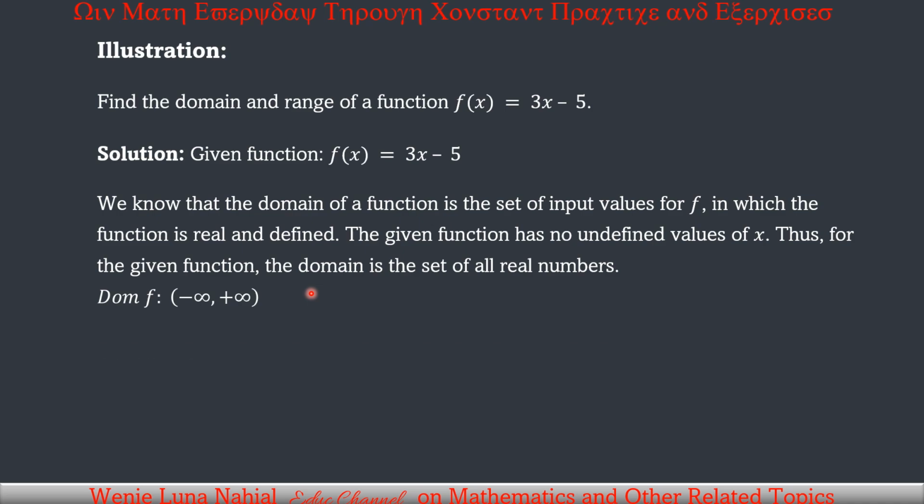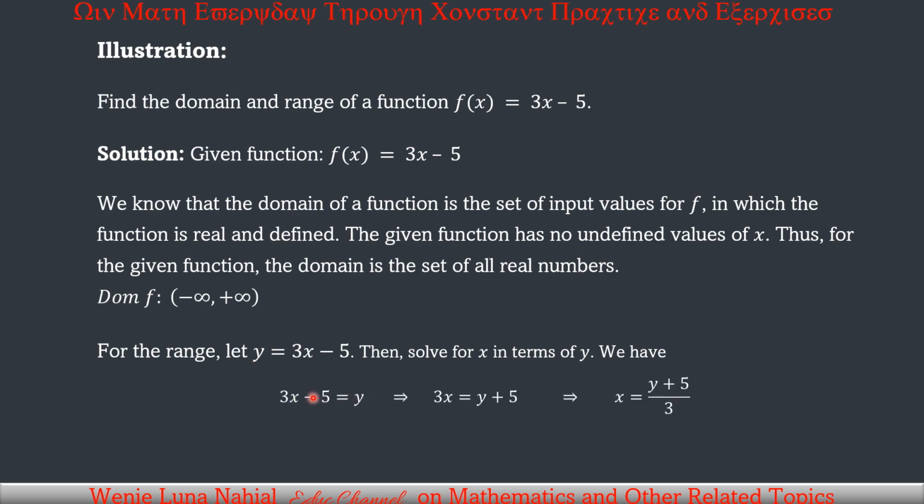Now for the range, all we have to do is we let y equals 3x minus 5. It seems that we are replacing f of x by y. Then solve for x in terms of y. So we have 3x minus 5 because our goal is to solve for x in terms of y. So we have to place the terms at the left of the equation. So we can do the process. So we have this because of reflexive property. 3x minus 5 is equal to y.